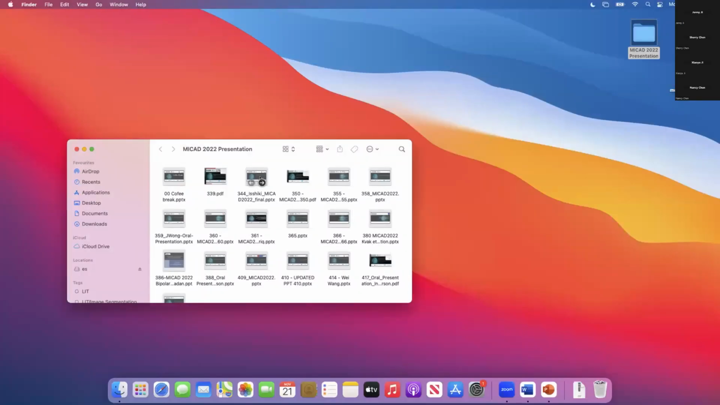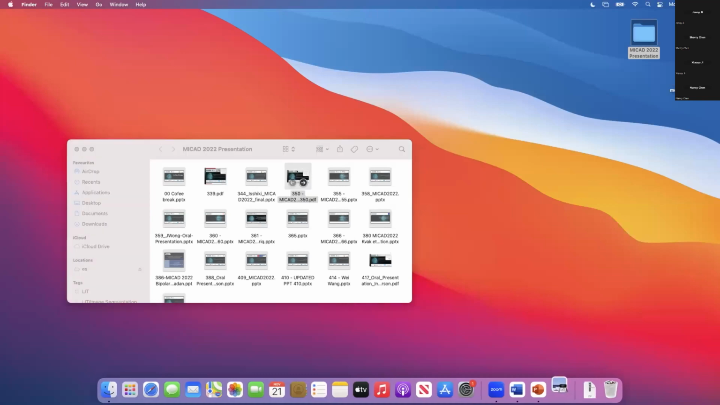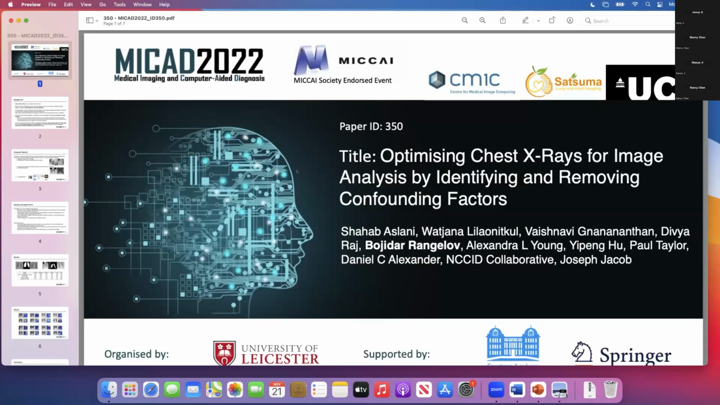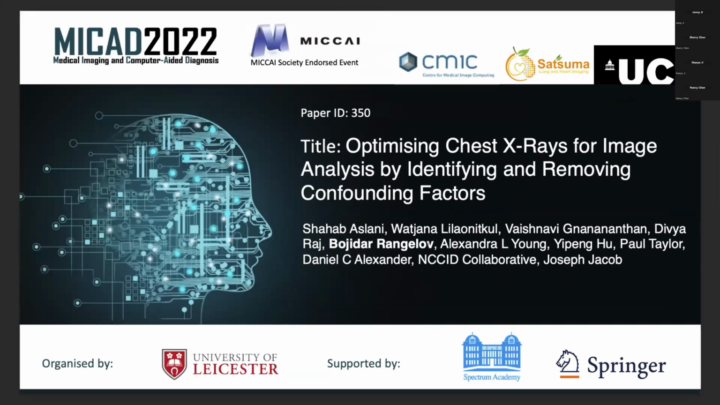The presenter is a PhD student at the Centre for Medical Image Computing at UCL. He has a master's at UCL, working in the field of medical imaging and toxicology with the University of Glasgow on biomedical engineering. He is interested in imaging biomarker discovery, deep learning, and progression modeling. And the title of this article is optimizing the X-ray for image analysis by identifying and removing some boundary factors.